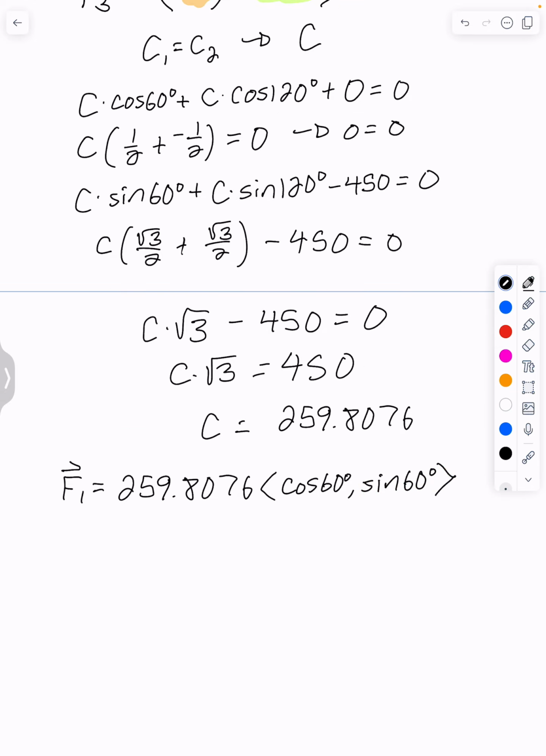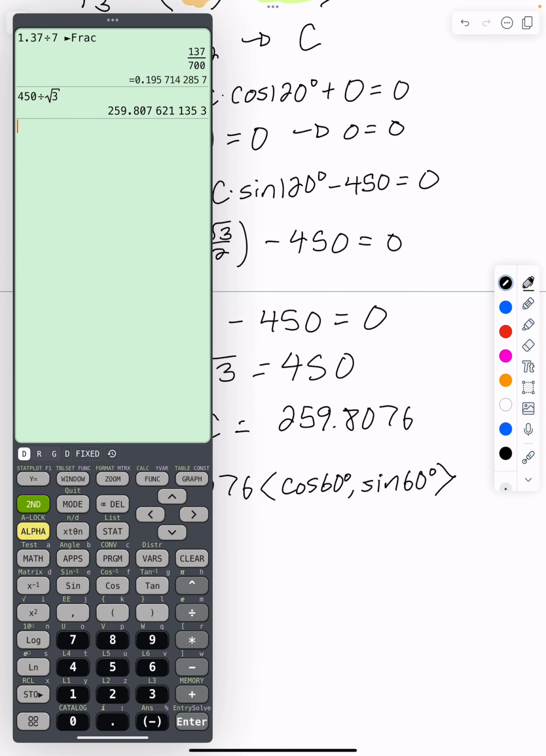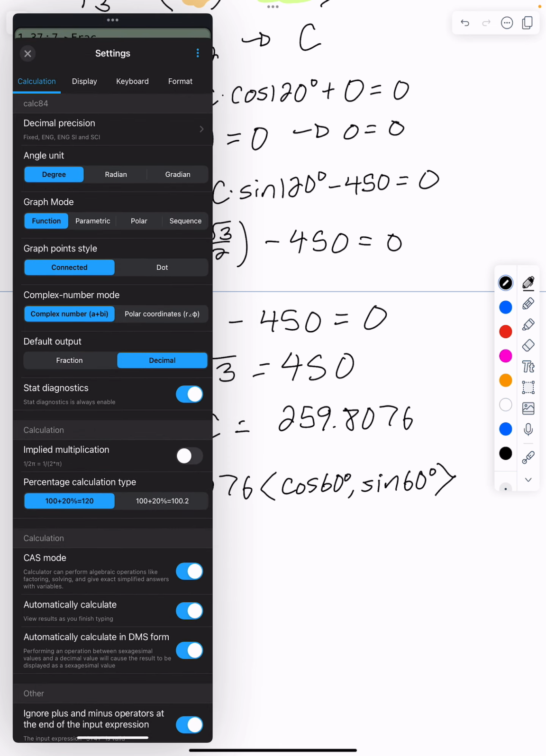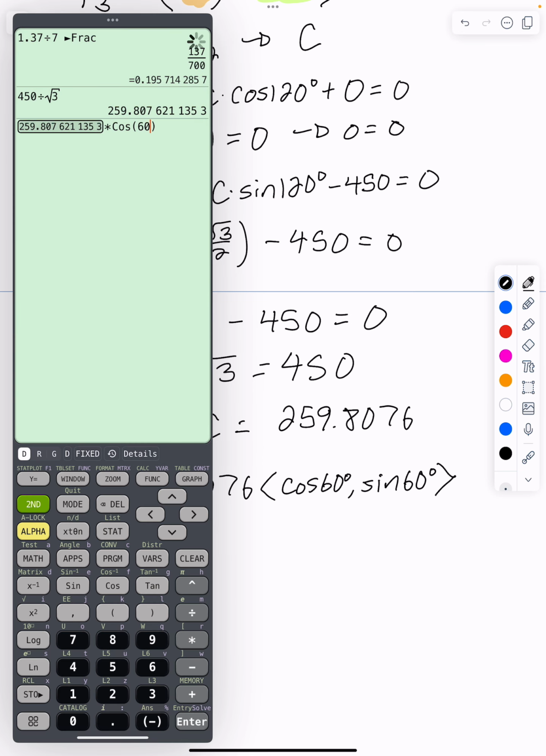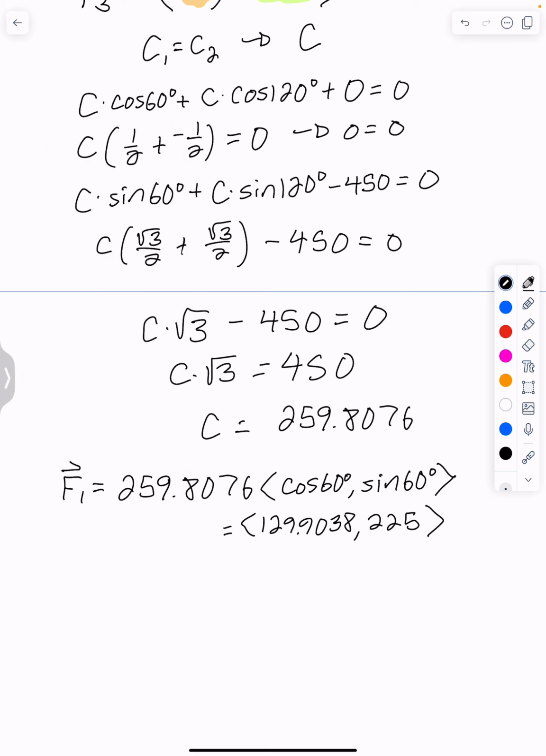Let me grab my calculator. Actually, I'll just use the one on the screen. I already have that number, times cosine of 60. And let me make sure I'm in degrees before I push enter. I am. So enter, and I got the first one will be 129.9038, comma, and then I'm going to do that same number, so I'm going to go up, copy, enter, times sine 60 now. So I enter, oh, let me delete one of those parentheses, and I get 225. Nice and pretty. Now, that's F1.